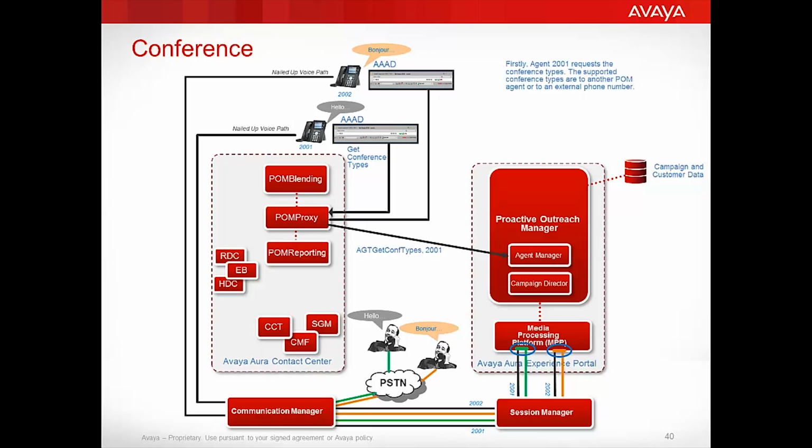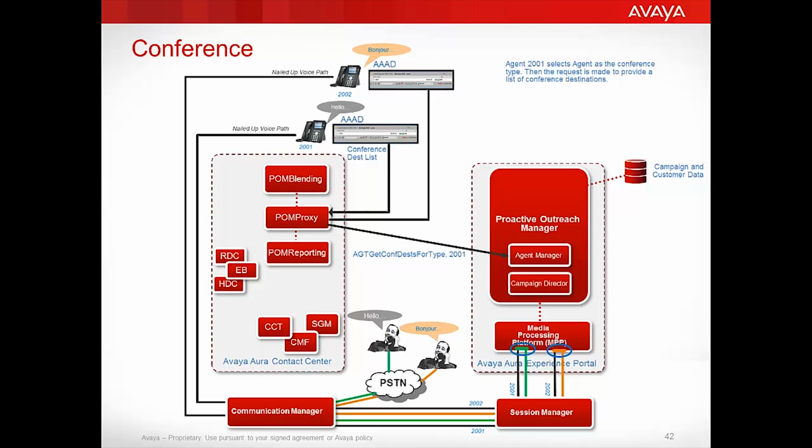Firstly, Agent 2001 requests the conference types. So on Agent Desktop, they're clicking the Conference button. That causes the AGT Get Conference Types to be sent from POM Proxy on behalf of Agent 2001. The list of conference types is returned, AGT Get Conference Types Response, and the conference types are sent back to the Agent Desktop. Conference types are to conference to either another POM agent or to an external phone number.